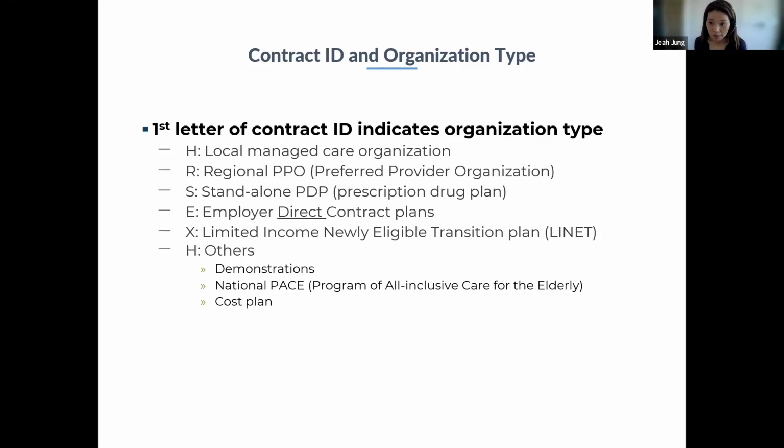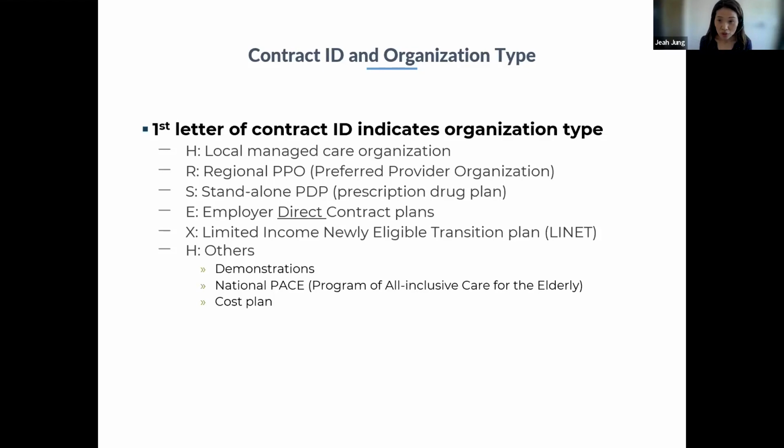I want to really emphasize here, this is a direct contract. It does not necessarily include all employer sponsored plans. So E represents employer direct contract plans, and I will come back to this when I discuss EGWIPs later. And then X is a LINAP we discussed earlier.